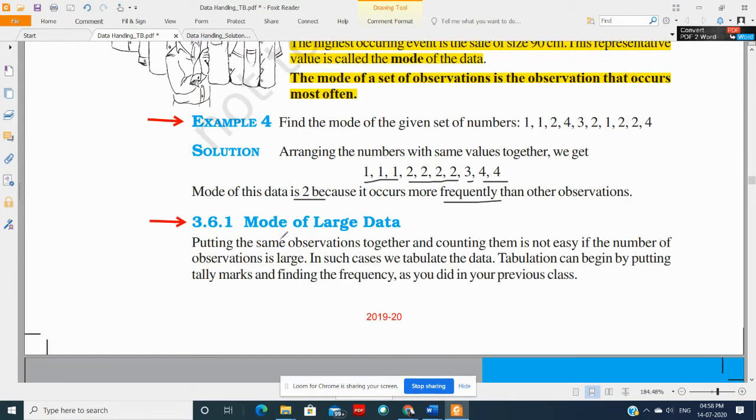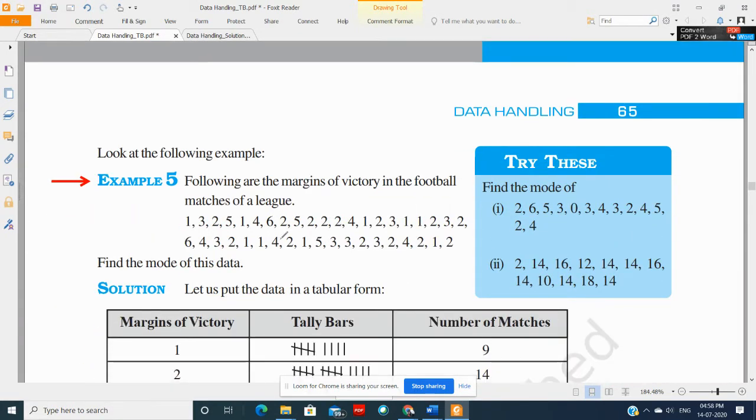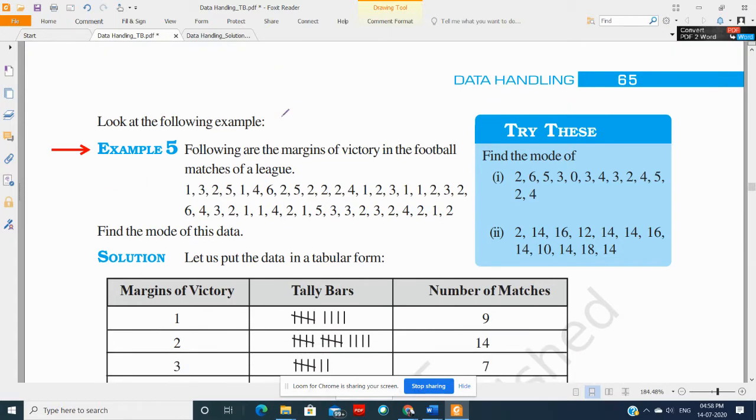Now mode of the large data. Many a time, naturally, it will happen that you will be given a large amount of data, right? In that case, what would be done? Let's see our example 5. Following are the margins of victory in the football matches. Look at the numbers. There are so many, and they're repeated also so many times. So what we have to do is, first we take all the types of numbers. So which is the lowest number? Find out the lowest number.